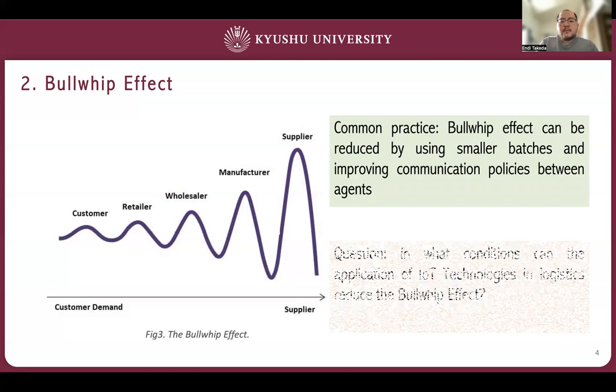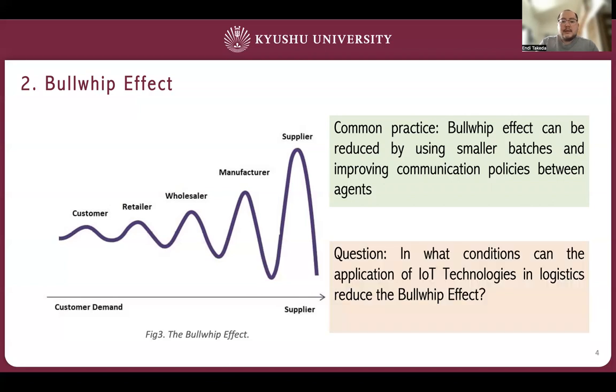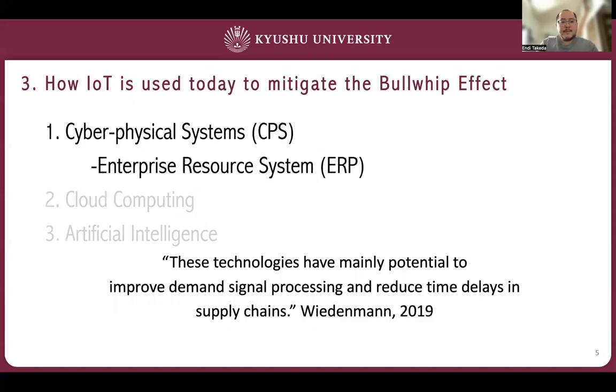But the question becomes, in what conditions can the application of IoT technologies in logistics reduce the Bullwhip effect? Because it's almost a consensus that by applying IoT, we can reduce the Bullwhip effect. That can happen, but in what conditions can that happen? And can the opposite even occur?